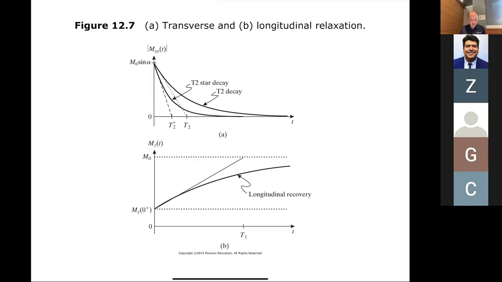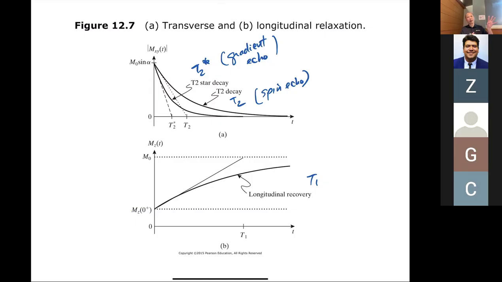Okay, so just to remind you, I'm just going to introduce the idea of image contrast and then we'll end for today. What we talked about is we have either T2 star decay or T2 decay. T2 star would be gradient echo, and then this would be spin echo. And in both cases, we also have the T1 recovery. So these are the three things that we have going on.